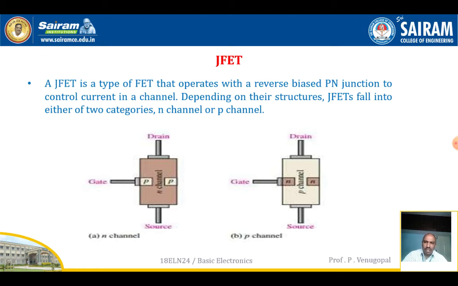In the JFET you are observing two electrodes. The upper electrode is called the drain, the lower electrode is called the source, and the two P-type materials are connected to the gate, which means the gate is connected to the P-type material. Similarly, in the case of the P-channel JFET, the upper one is drain, the lower one is source, and the gate is connected to the N-type material. From this you can understand that JFET is a three-terminal device. One is drain, another is source, another one is the gate.